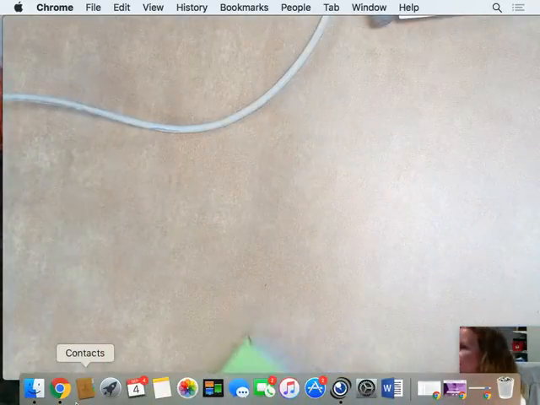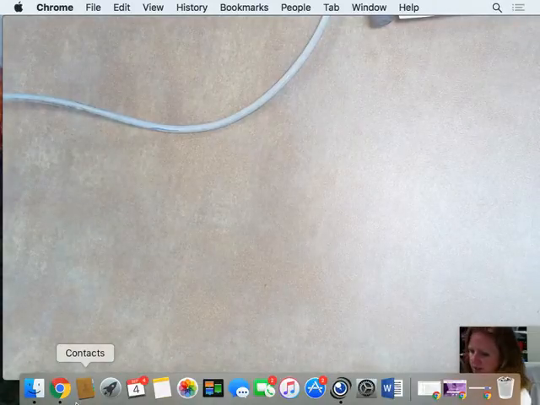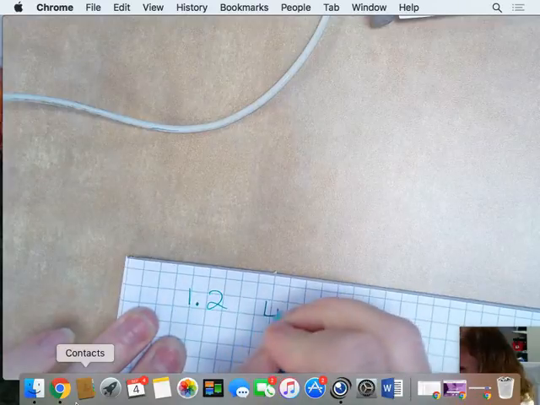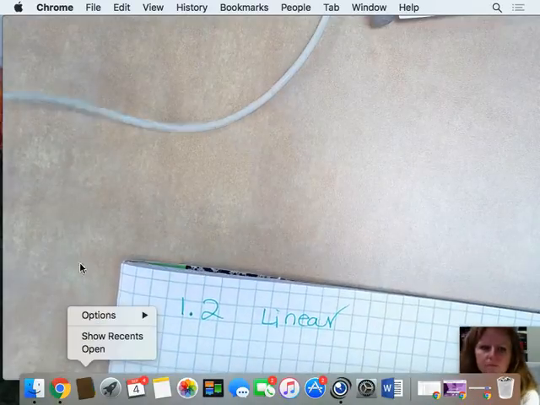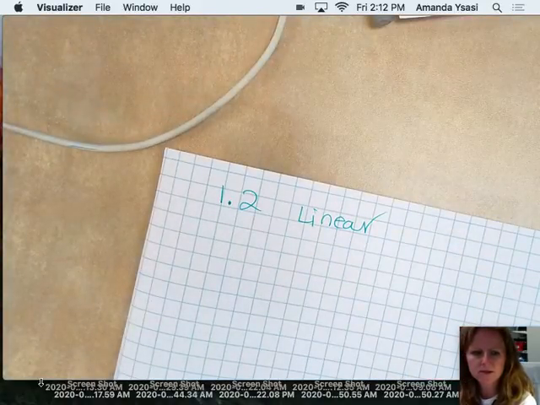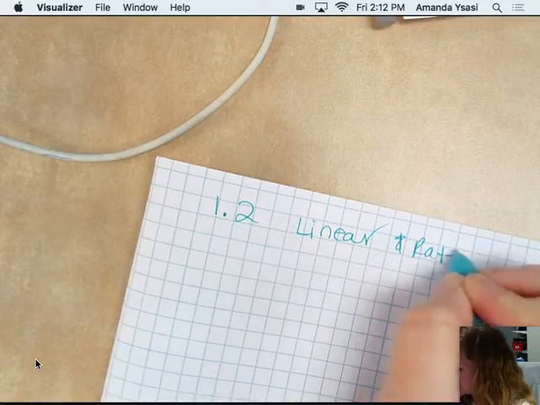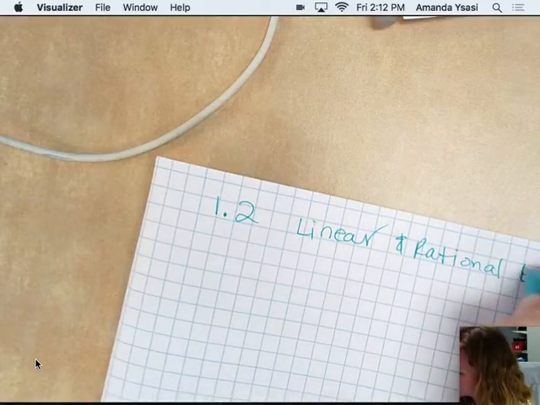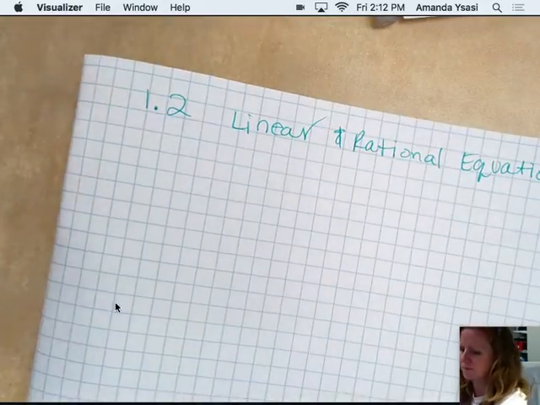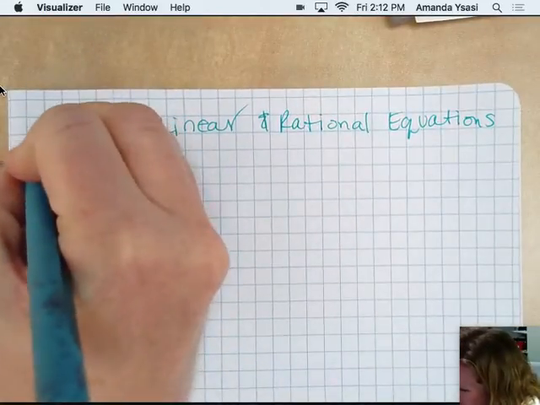Okay, we are going to write in our composition book today. 1.2 is the section that we're working in. Let's make this a little bigger. Linear and rational equations. I'm just going to write the date.